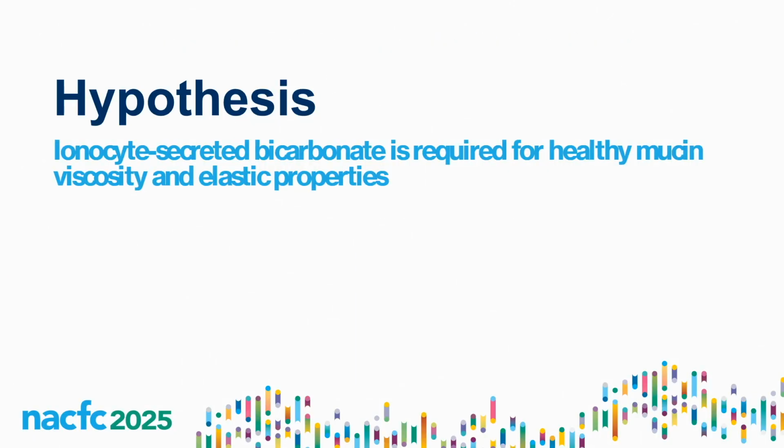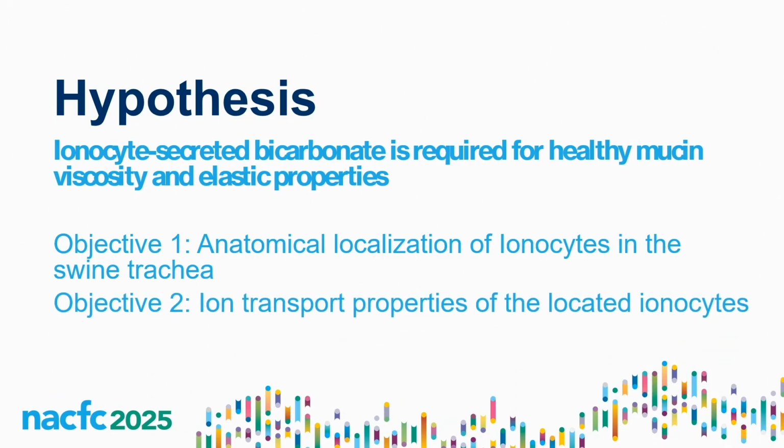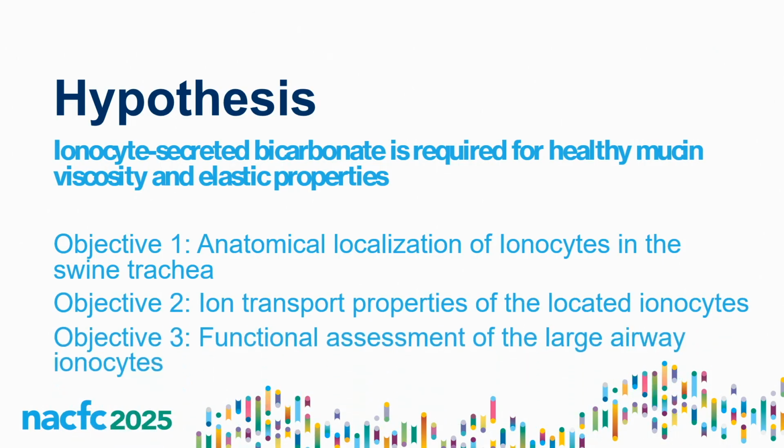I hypothesized that ionocytes secrete bicarbonate that is required for proper mucin properties in the airway, and I'm interested in the swine trachea and the upper airway. My colleague, Dr. Lawn, and I have looked at the distal airway as well. Our first objective is to understand where these cells lie in the trachea and the upper airway, and then understand their ion transport properties. And finally, and maybe more importantly, understand the consequence when these cells are not functioning in the airway.